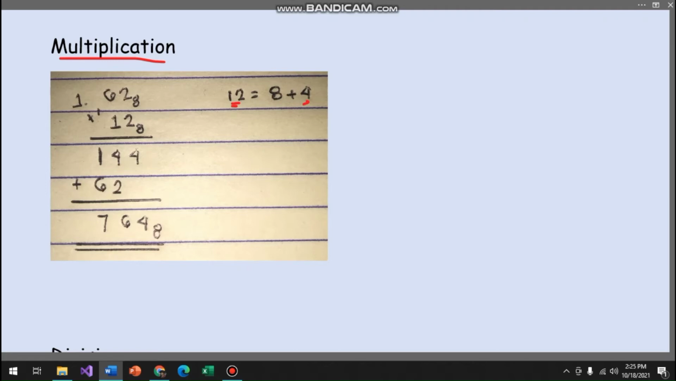We will bring down 4, and 4 plus 2 is equals to 6, and 1 plus 6 is equals to 7. So the product of the two octal numbers is 764 base 8.